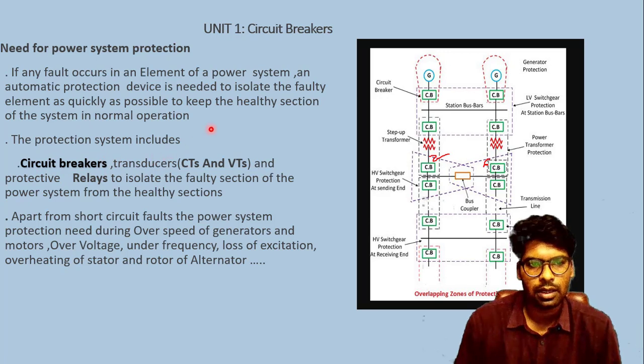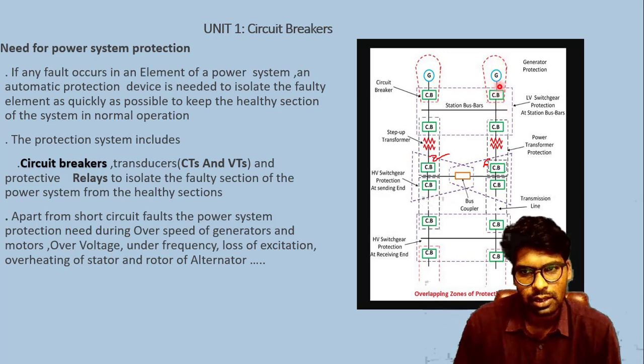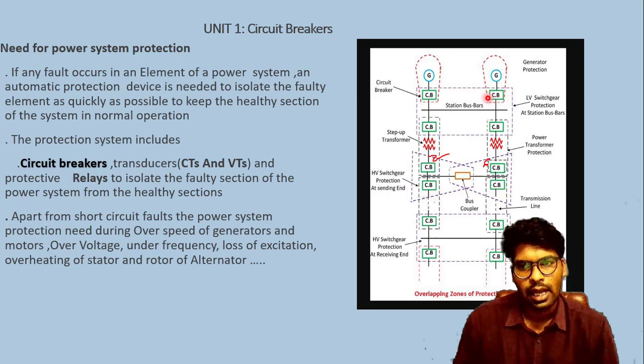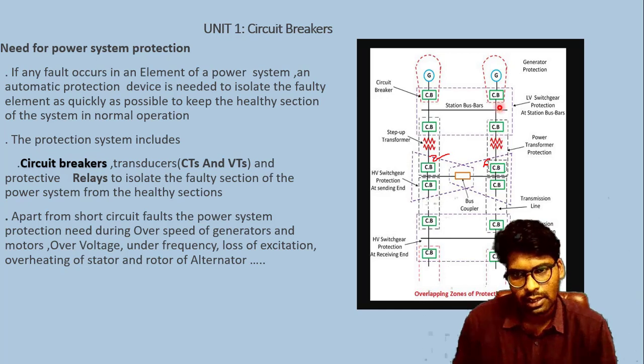I want to explain the overlapping zones of protection. We have different kinds of zones in a power system: the generator zone and the circuit breaker zone. After this we have the HV switchgear protection zone, and later the transformer zone. After this, the voltage is stepped up, and then it gets extra high voltage switchgear protection equipment.